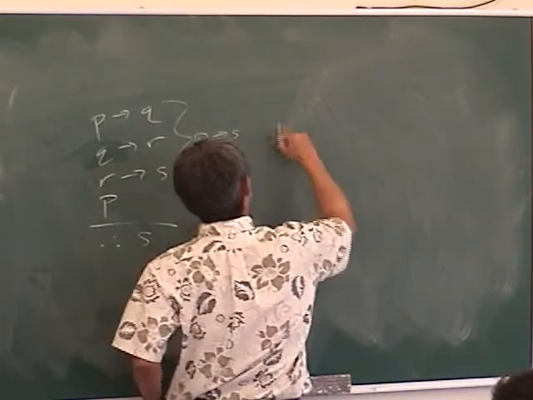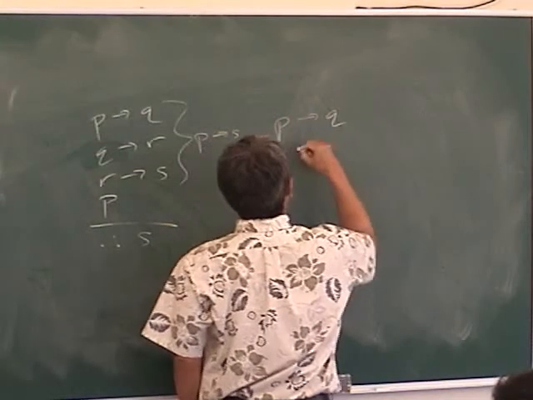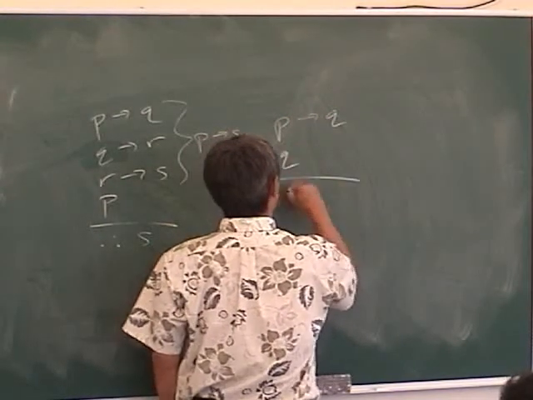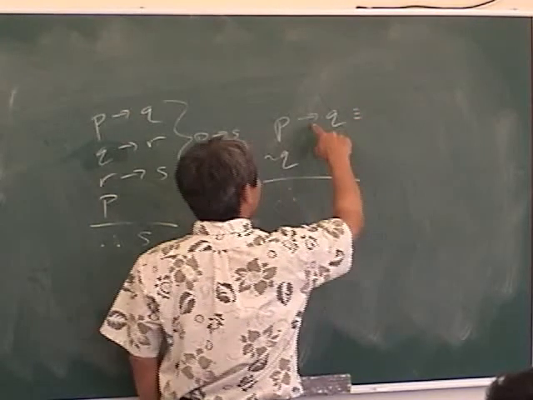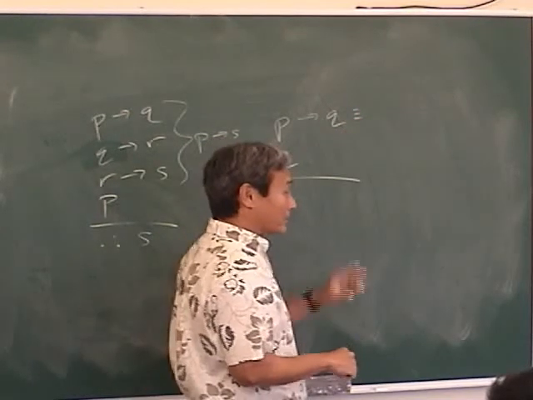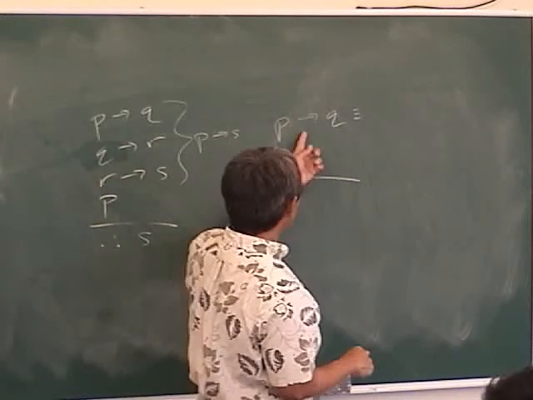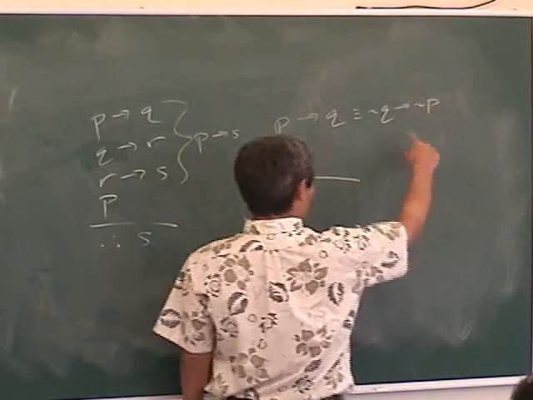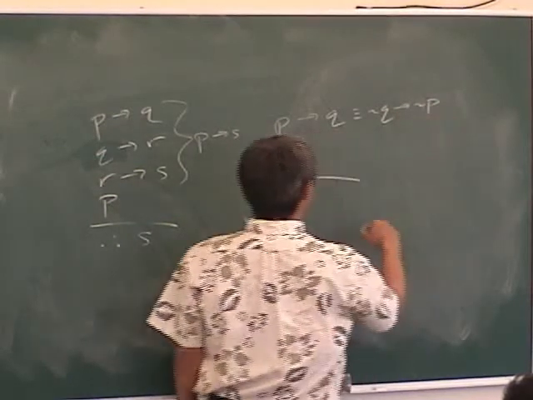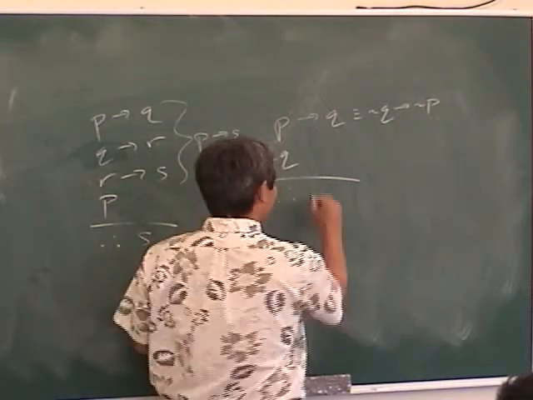Okay, kick it up a notch. P implies Q. Okay, so the first thing you do is, any conditional statement is equivalent to its contrapositive. What's the contrapositive of that? Not Q implies not P. So look, gorilla implies banana. Gorilla, therefore, banana.